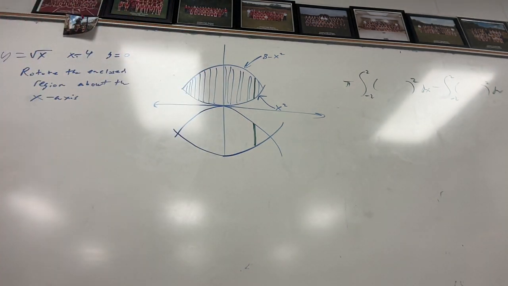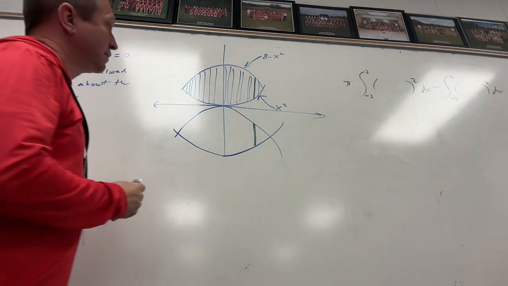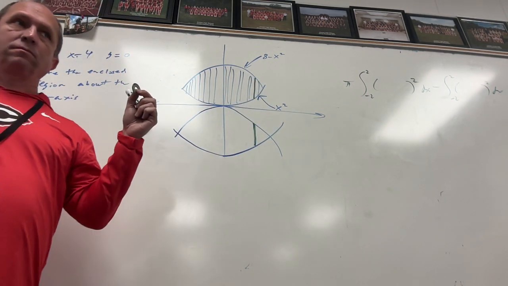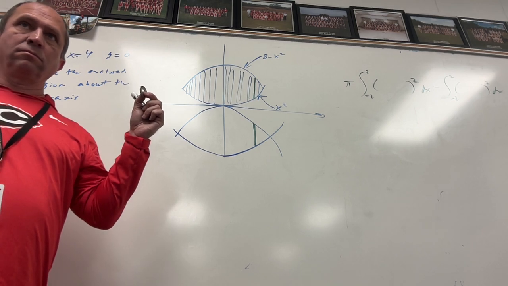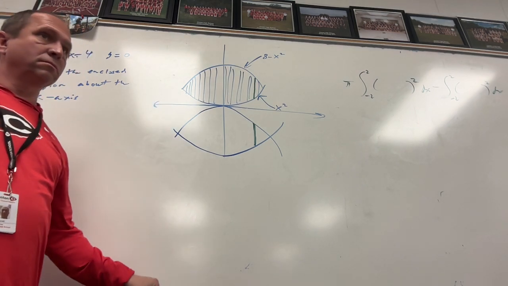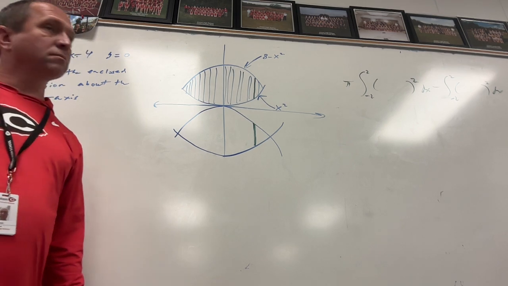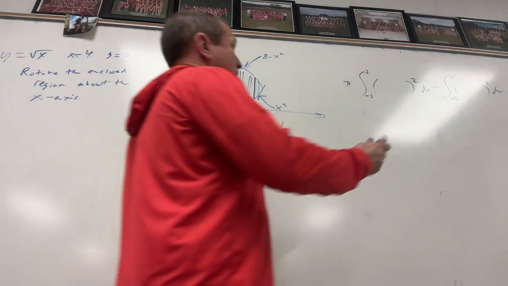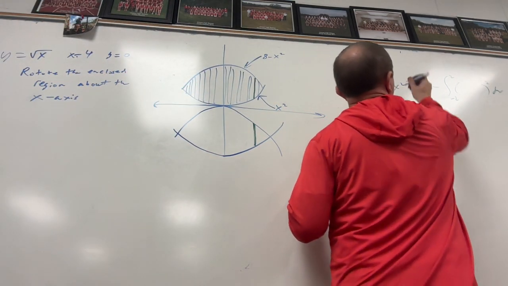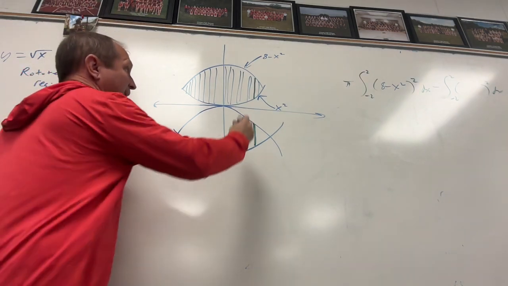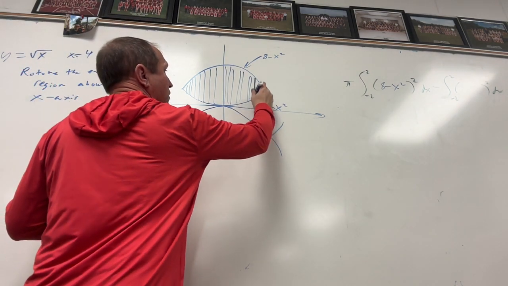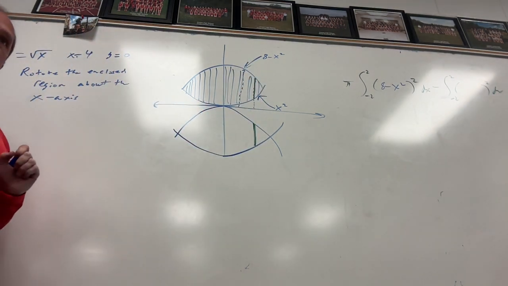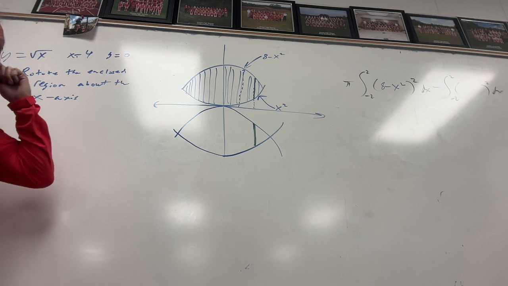All right, now, how do I represent this outer circle? 8 minus x squared minus x squared. Not quite. The outer circle is just 8 minus x squared. Because if I take this, each one would go up to that 8 minus x squared portion. So it's just 8 minus x squared.